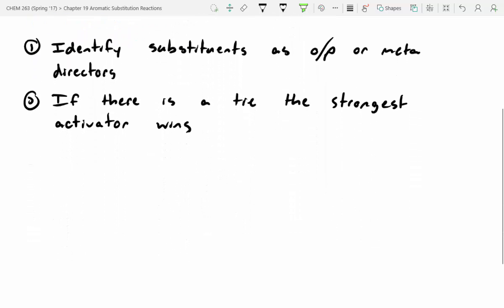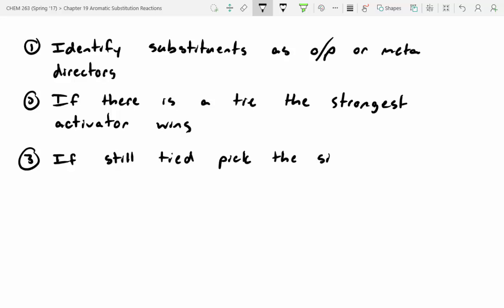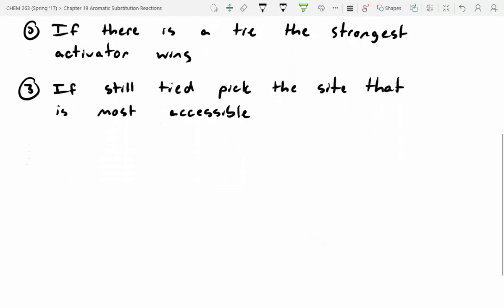All right, and then third rule is if still tied, pick the site that is most accessible, meaning the site that's not sterically blocked, right? So I'll give you guys an example, and then I want you guys to try to figure it out on your own, and then check with your neighbor to see if you guys are coming up with the same answer.